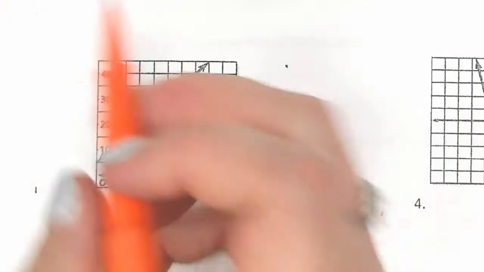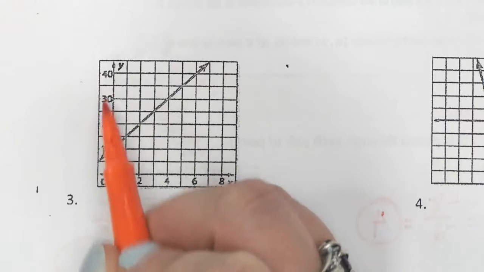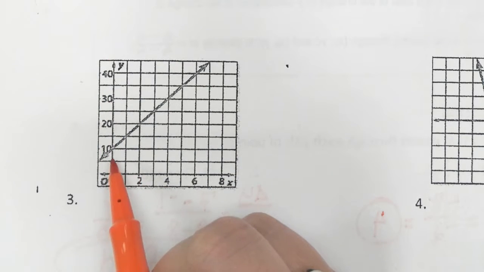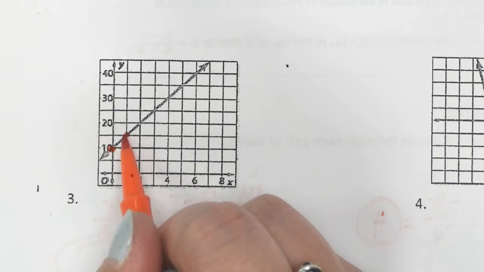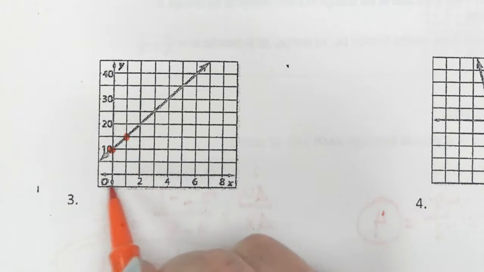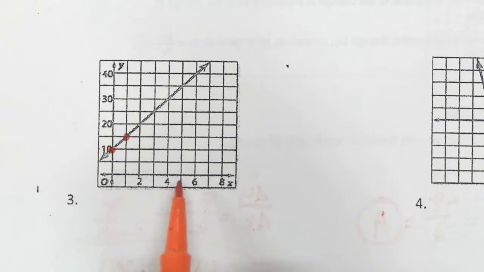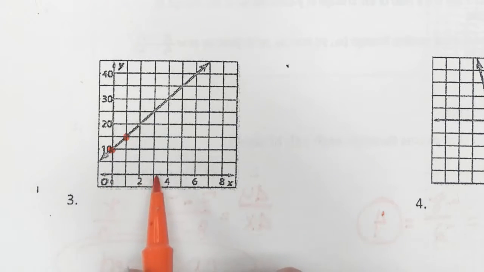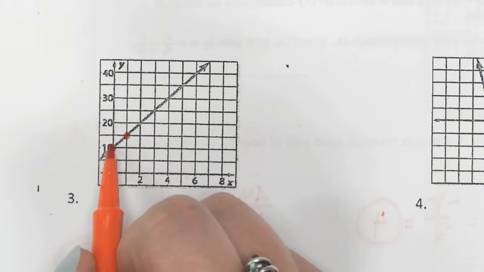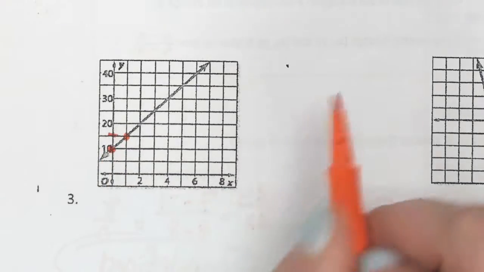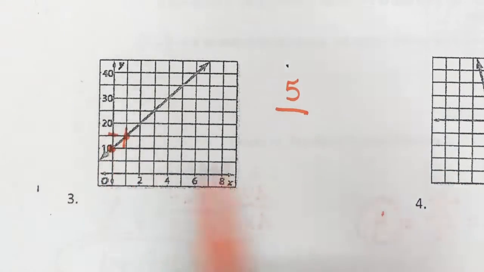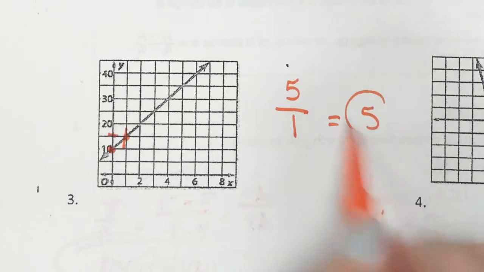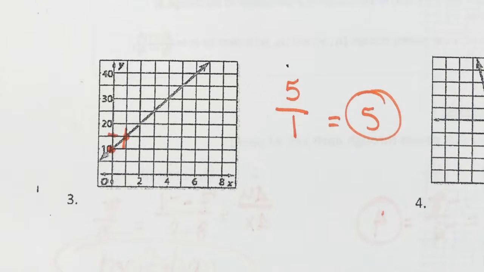All right, what about number 3? What were your y's counting by? Oh, 5, because it's 5, 10, 15, 20. All right, what are your x's counting by? Sorry, Reagan. Counting by 1s. This is 1, 2, 3, 4. So you're going up 5, because it's counting by 5s, and you're going right 1. Did y'all get 5?